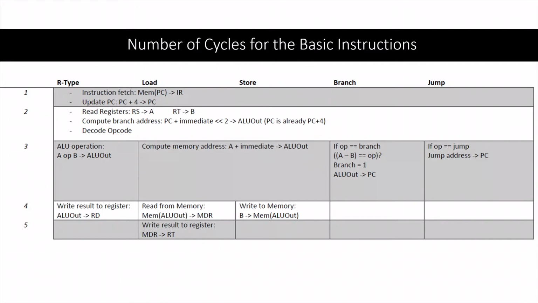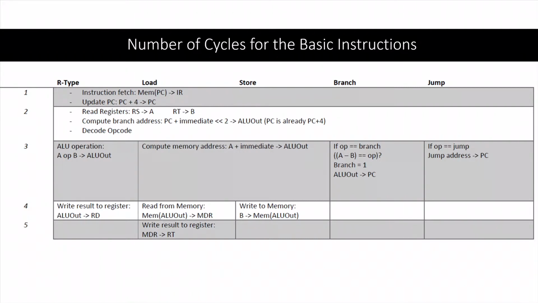For R-type and store, it takes 4 cycles to complete. This is because in the third cycle, for R-type, there is the ALU operation where A is added to, subtracted from, or divided by B, and the result is stored at ALU out. And in the fourth cycle, the result is then written into the destination register RD.